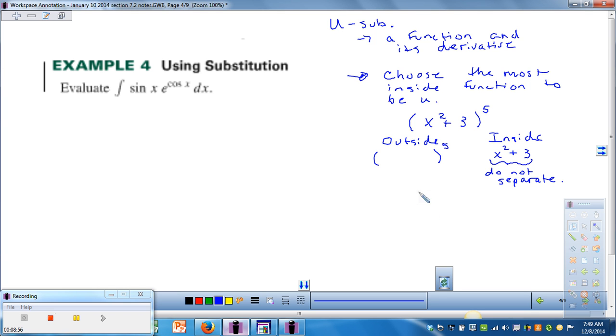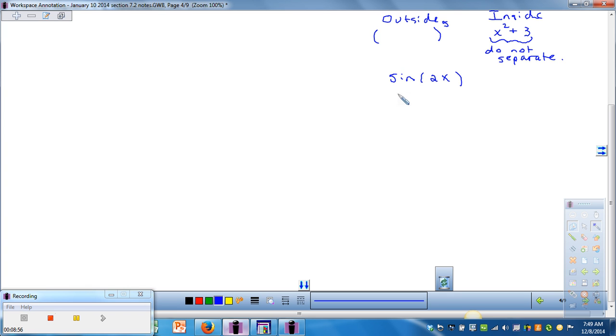All right, well, let's say we had sine of 2x. What's the outside function? What's the inside function? Sine of something is our outside function, and our inside function is 2x. All right, what if we had e to the cosine x? What do you think? E to the something is the outside, and what's the inside? Cosine x. So generally speaking, we would be taking the inside function to be our u.